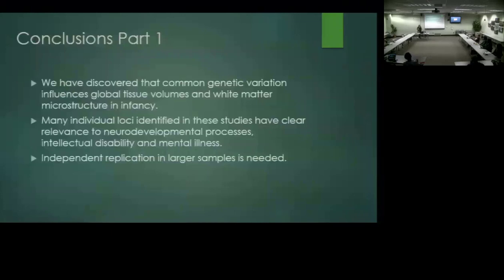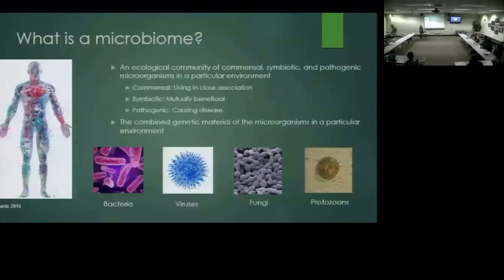So quick conclusions for part 1. We discovered that common genetic variation influences global tissue volumes and white matter microstructure in infancy. Many of the individual loci identified actually have a clear relevance to neurodevelopmental processes, intellectual disability, and mental illness, particularly in the volume study. A number of the top hits had also appeared in GWAS of things like schizophrenia, but independent replication in a larger sample and a more diverse sample is needed. And I'll get back to that at the end and in future lectures.